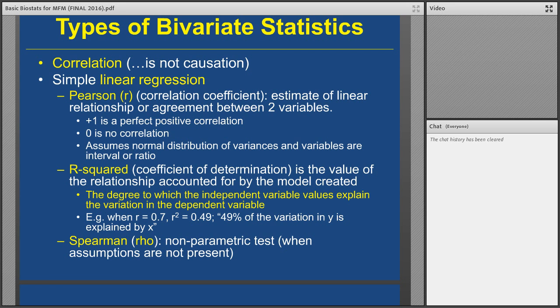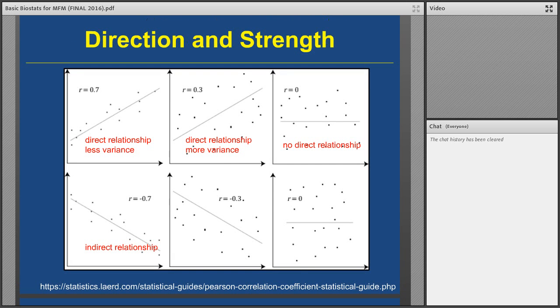When you see rho, which is the Greek for R, that means we're using the Spearman correlation coefficient, and that generally says that we're using a nonparametric test. When we're not making the assumptions of normality between the variances and variables, or whether or not we have interval or ratio data, and we apply a non-parametric test, we get rho. And the same explanations are possible for rho as we said for Pearson. So rho is sort of the non-parametric equivalent of the Pearson correlation coefficient.